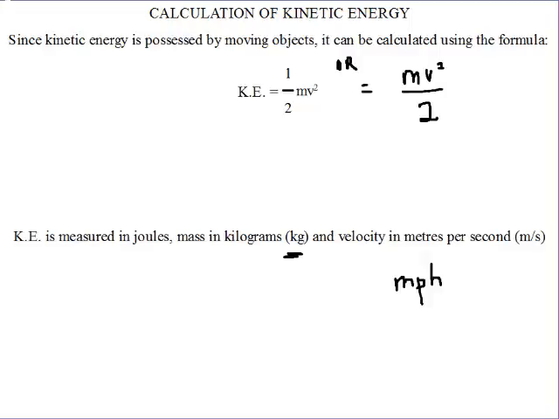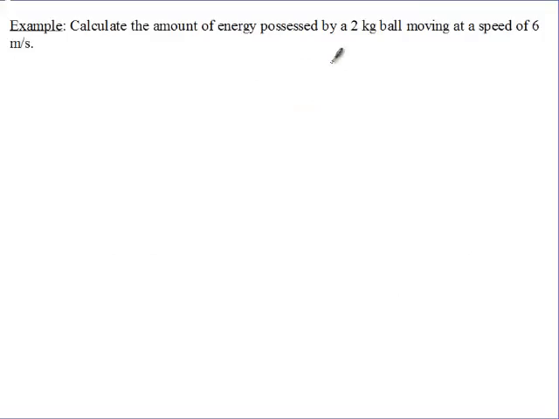Let's use this formula to solve one or two questions and then we move on. In this example, it says calculate the amount of energy possessed by a 2 kilogram ball moving at a speed of 6 meters per second. Calculate the amount of energy possessed by a 2 kilogram ball moving at a speed of 6 meters per second.